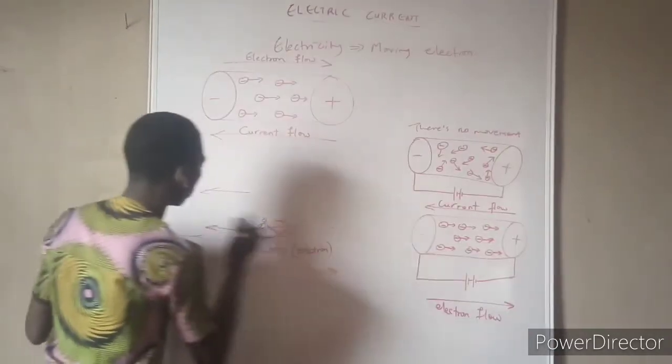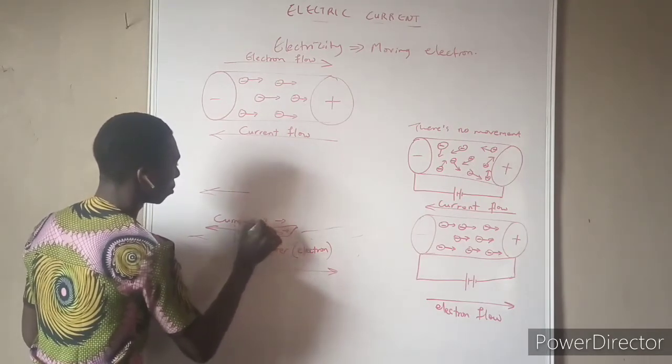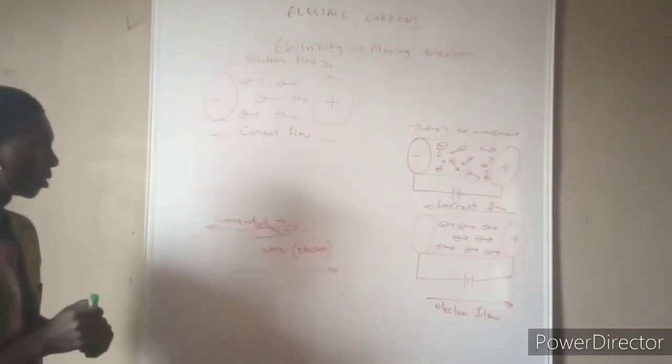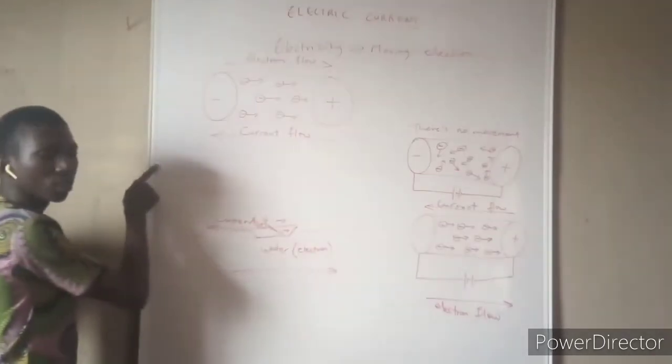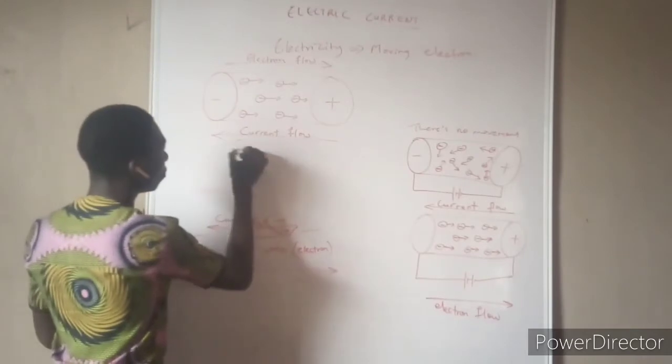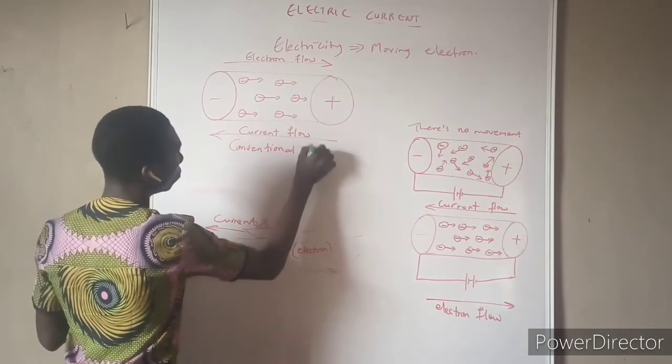Let me do it like this. So you are representing the what? The current. So as the electrons are moving in this direction, what happens? The electric current is moving in. So this kind of flow is also referred to as what? The conventional flow.